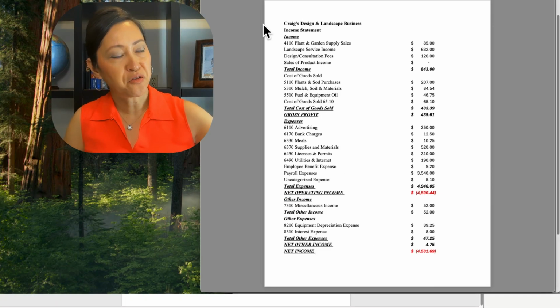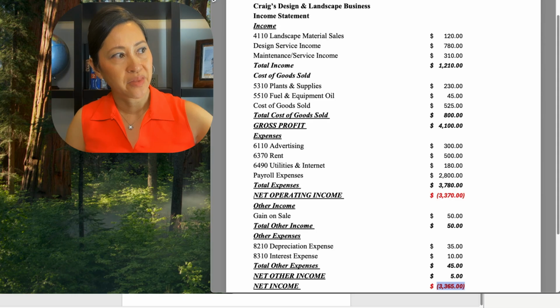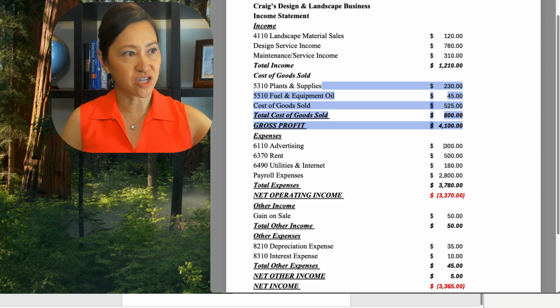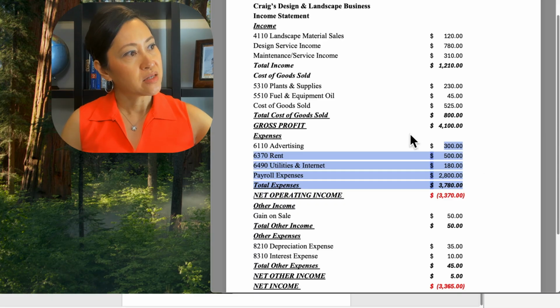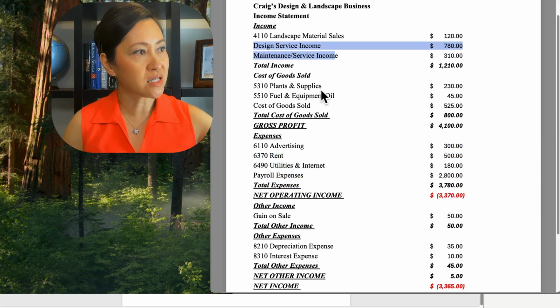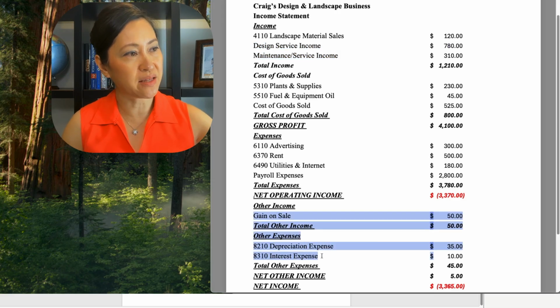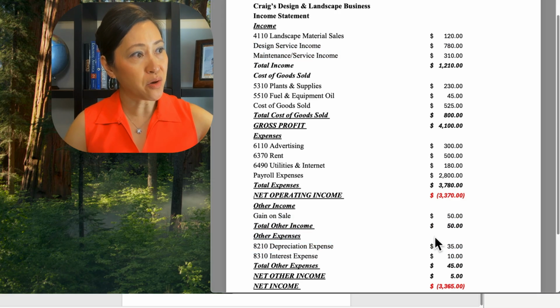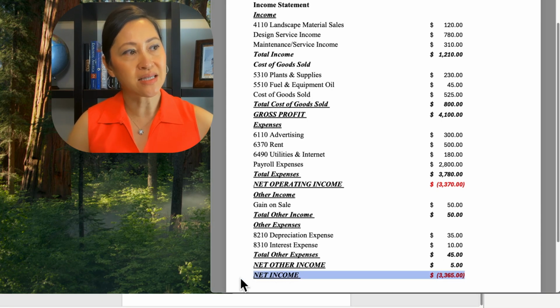Let me show you a different income statement. I see positive numbers in the income, COGS, and expenses sections, so that's good. Some accounts don't have account numbers. We can clean that up. Gain on sale and the depreciation and interest expenses are positive, so the formatting looks okay here. But notice that net income is negative.